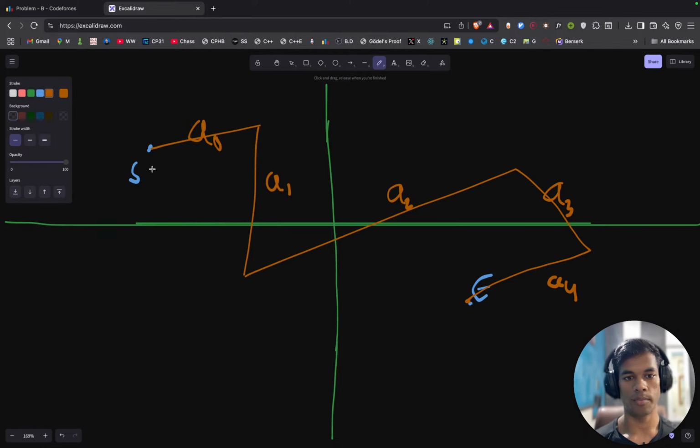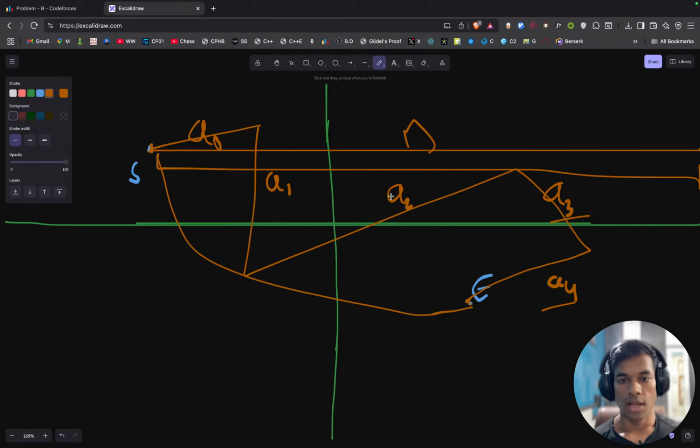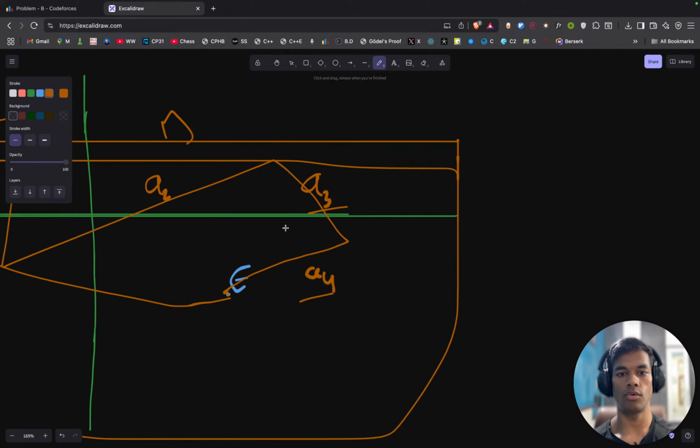So my initial thought was that I could add all of these distances up, and the maximum length that I can reach would be A0 plus A1 plus A2 plus A3 plus A4, and if the distance between my starting point and my end point is lower than this maximum distance, then I should be able to reach this point, right? But that is not the right thing. That would be the maximum horizon that I could achieve.